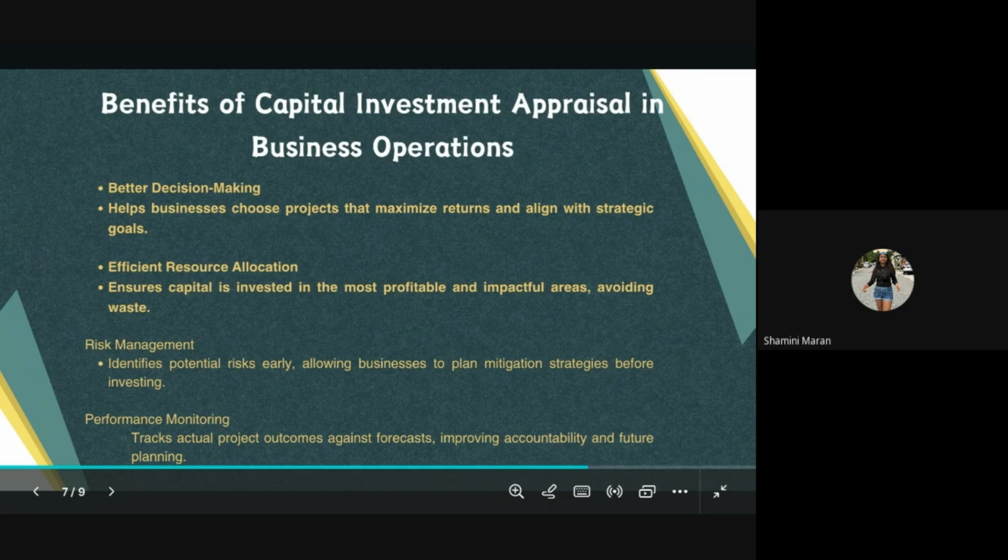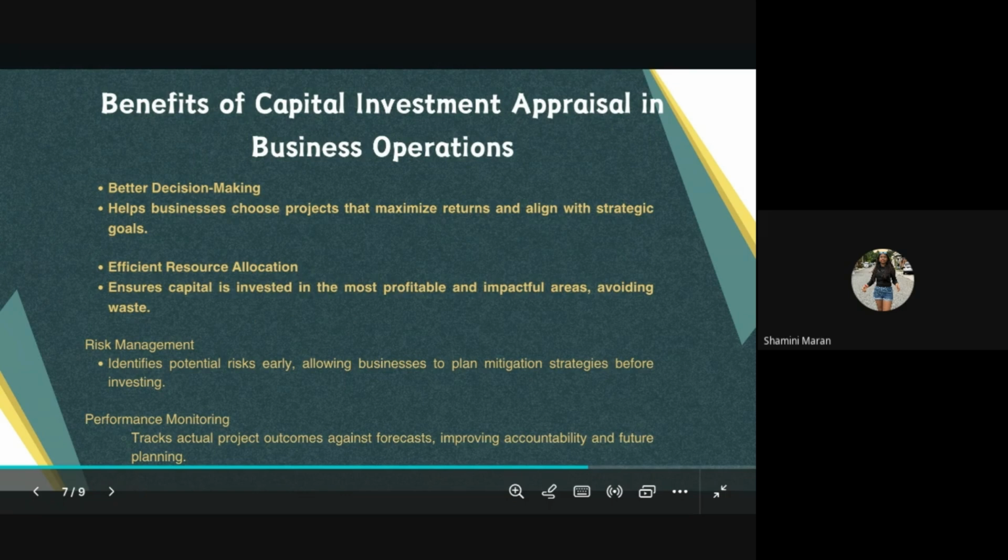First, better decision making. Capital investment techniques such as net present value, internal rate of return, and payback period provide businesses with objective, data-driven insight. By evaluating the potential profitability and risk of different projects, businesses are able to select investments that best align with their financial goals and long-term strategy.